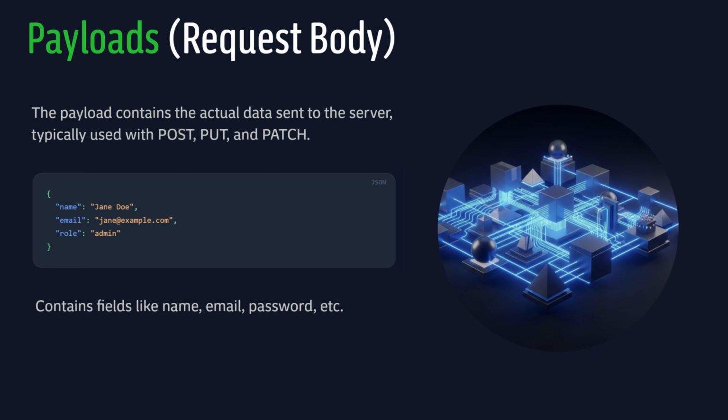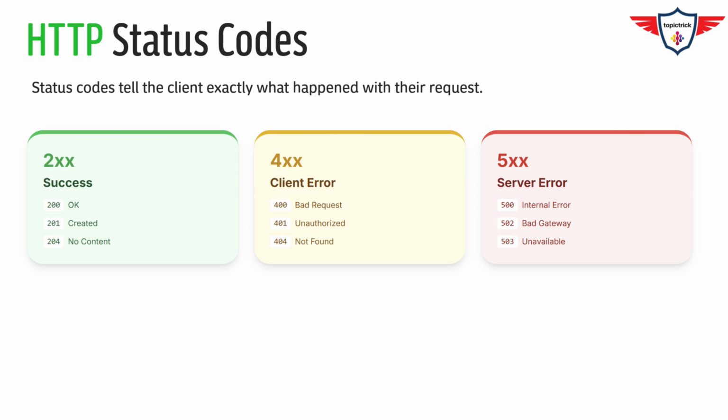It's important to remember that not all requests have a payload. GET requests typically do not include a request body because their purpose is only to retrieve data. At this point, we've covered how requests are structured. Now let's look at how servers respond using HTTP status codes.